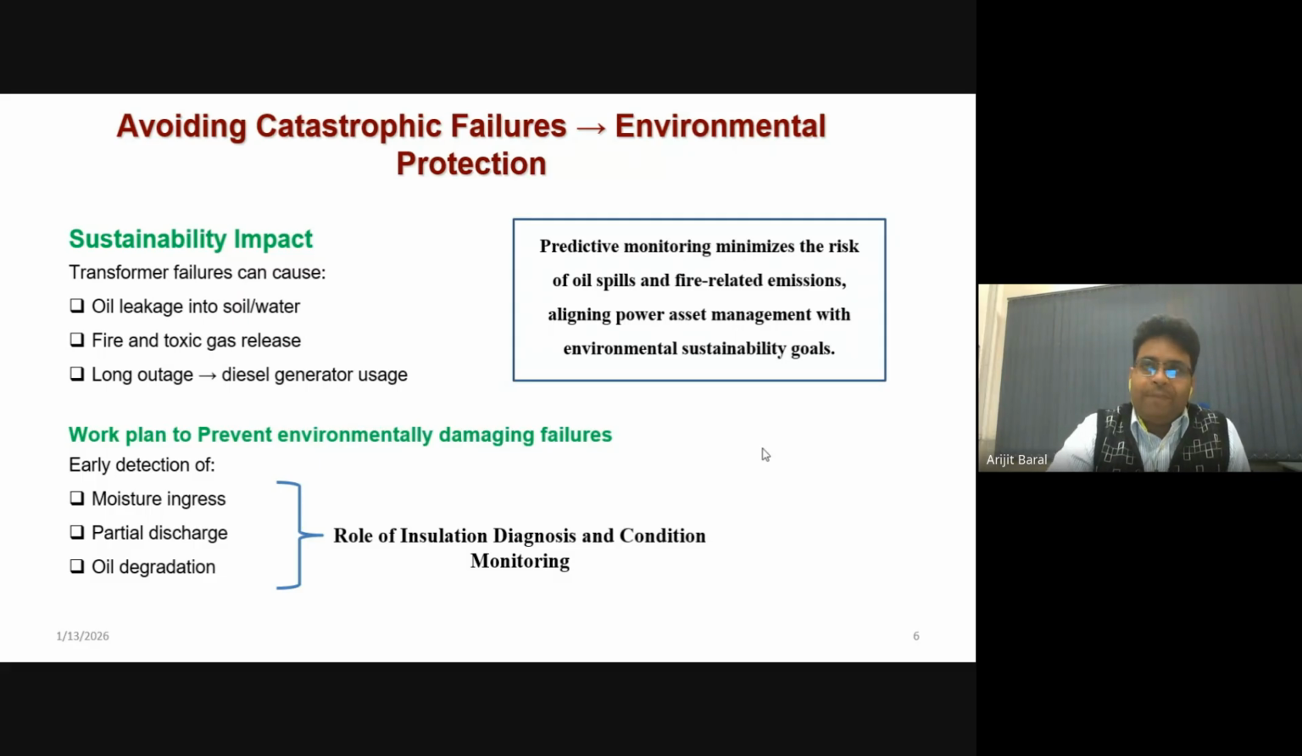So what is the plan behind all this delaying of dismantling, increasing of RUL, and so on? What can be done? We can track these three parameters: moisture ingress in solid and liquid insulation, partial discharge present in the solid insulation, and oil degradation. Now, these parameters, though they look very simple, if you're talking about a large transformer, there are several factors which will come into play, and I will be explaining how the determination of these factors becomes difficult.